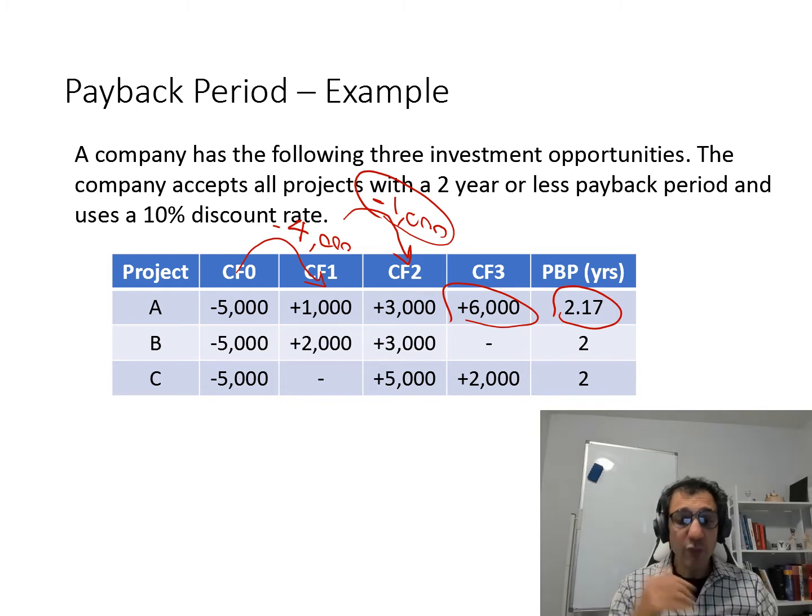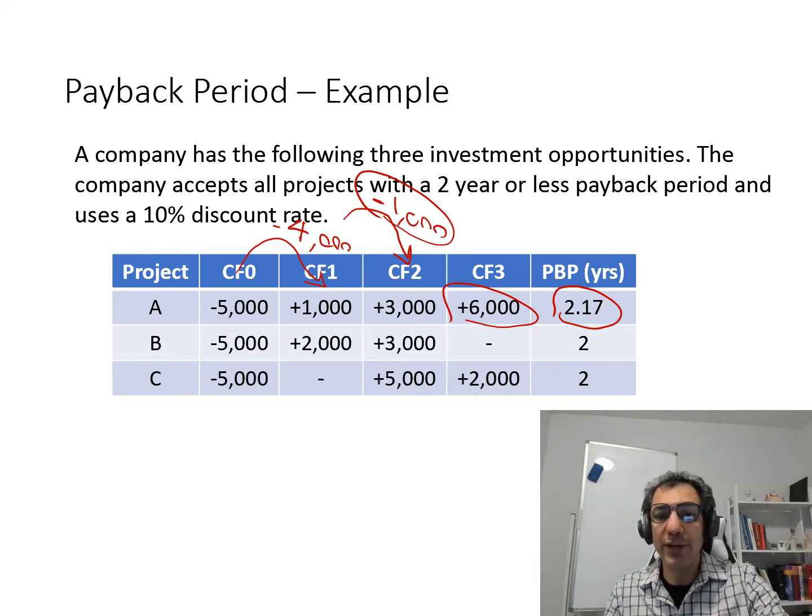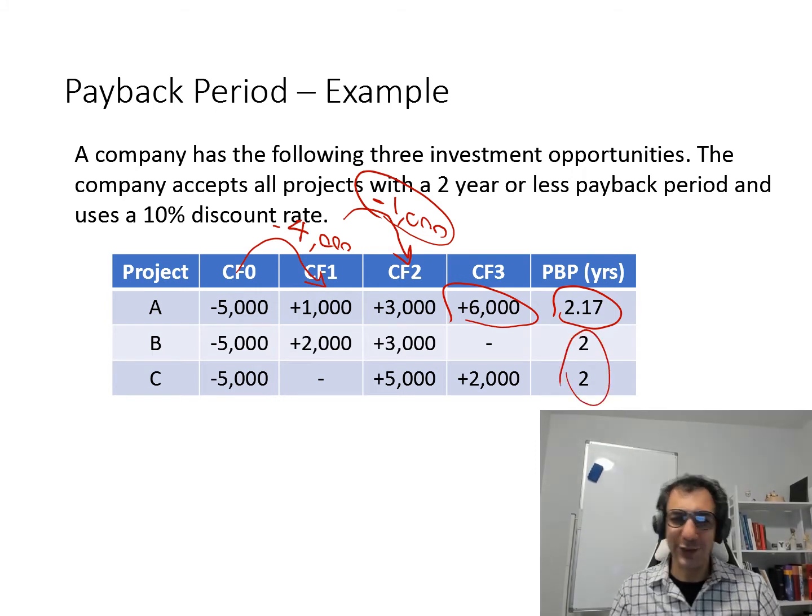Anyway, we can do the same thing for projects B and C, and you will see that for both projects B and C, the payback periods are 2 years, as you see. For example, in project B, you're getting $2,000 after 1 year, so you still need $3,000. During the second year, you're getting another $3,000, which means you just fully recovered your initial investment. So your payback period in this case will be 2 years.